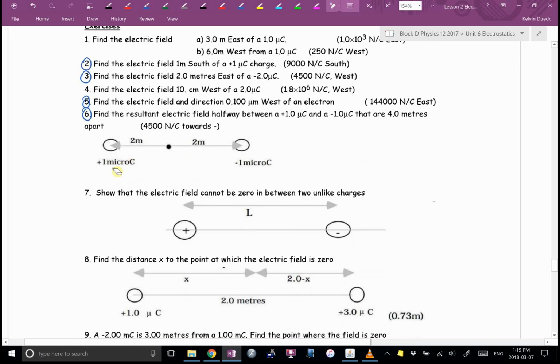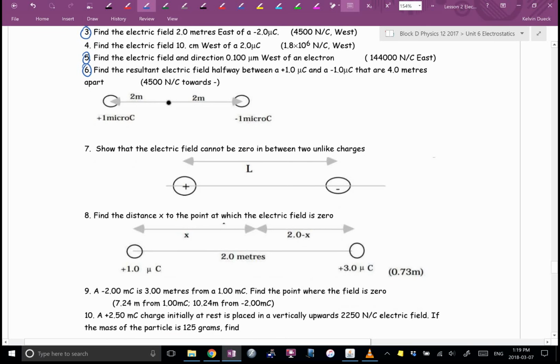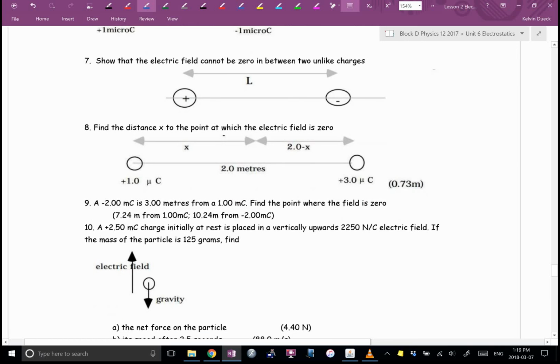Here on this diagram, it says 1 microcoulombs. I stole this diagram from somewhere else, and whoever that person was didn't know how to find the little mu symbol clearly, and they wrote it out, microcoulombs.